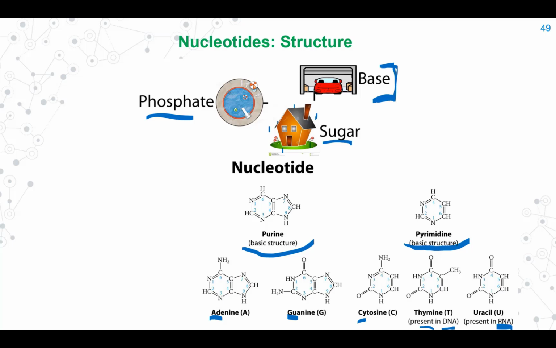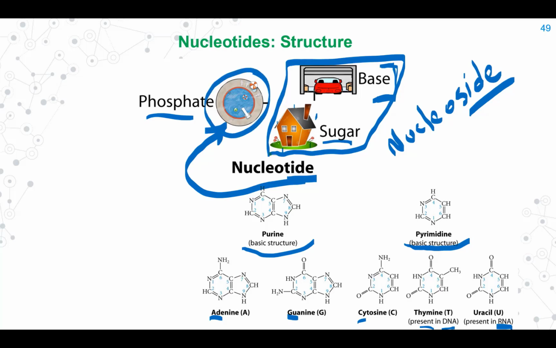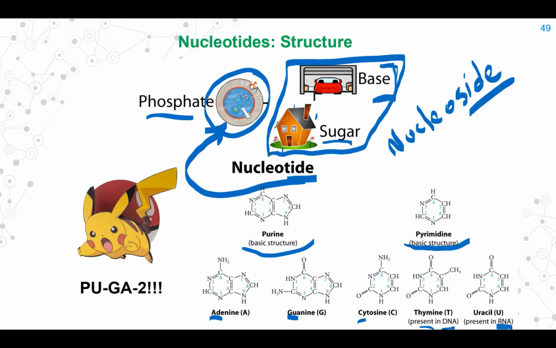Now, if you only have a sugar and a base, this is called a nucleoside. In order to be a nucleotide, you need to have at least one phosphate. Then you can get fancier and have 2 or 3 more phosphates.